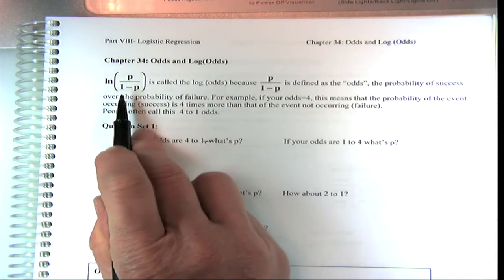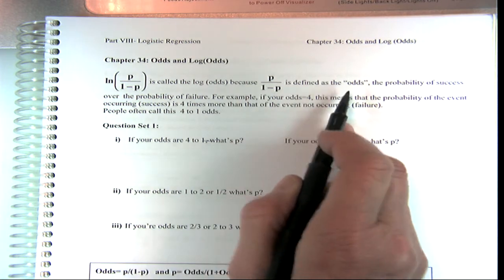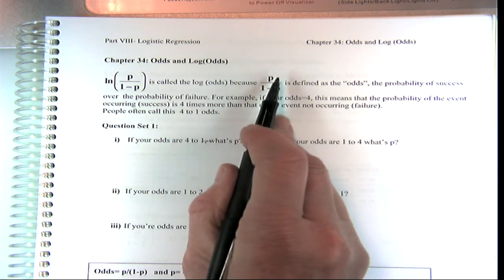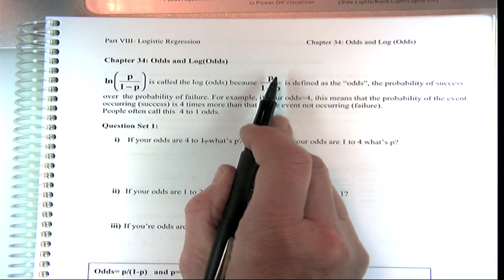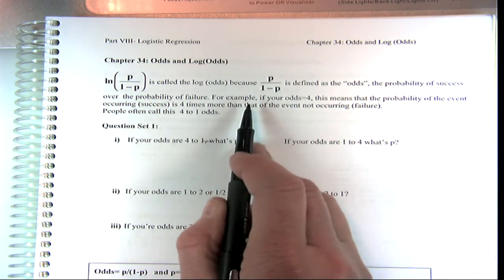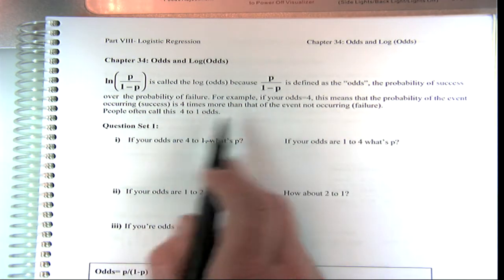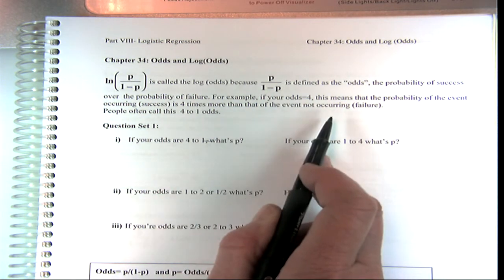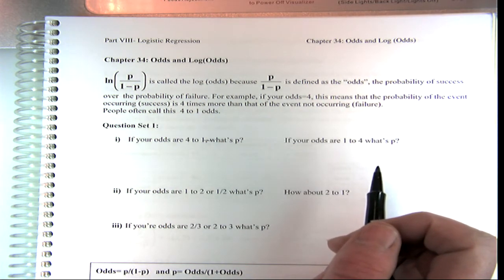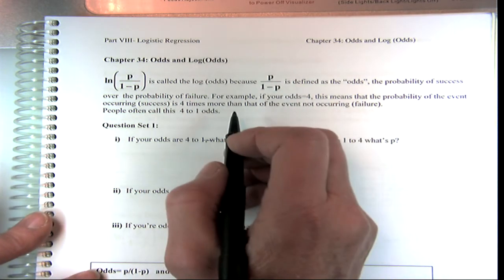So this is called the log odds form, right? And P over 1 minus P is the odds. So basically think of it as the probability of success. You can just define P as success, and then 1 minus P is going to be failure, right? So if your odds are 4 to 1, that means the probability of the event occurring is 4 times more than the event not occurring. So they call it 4 to 1 odds.